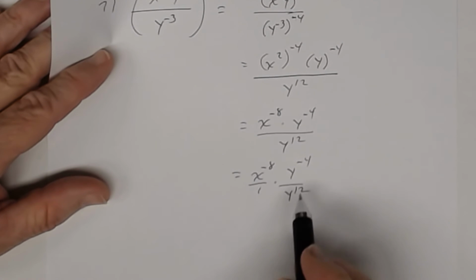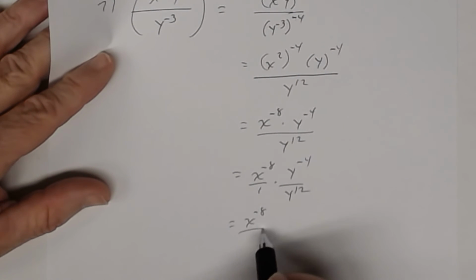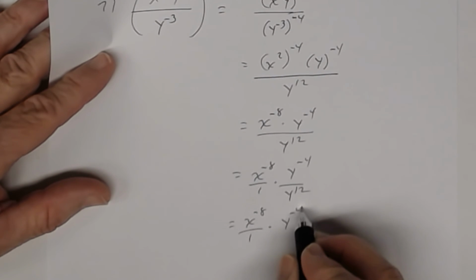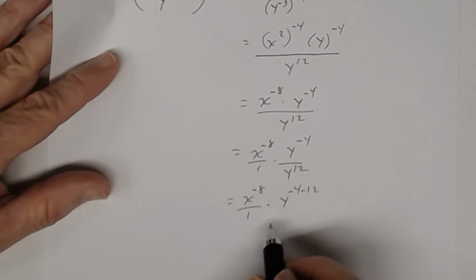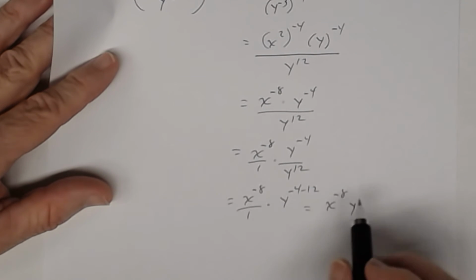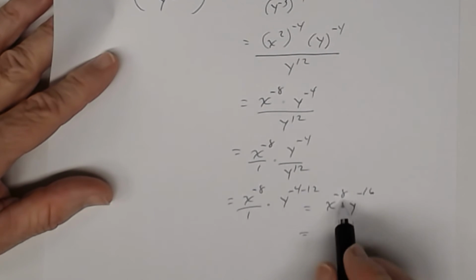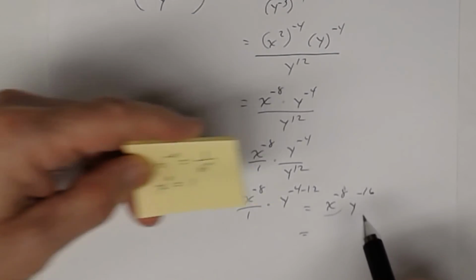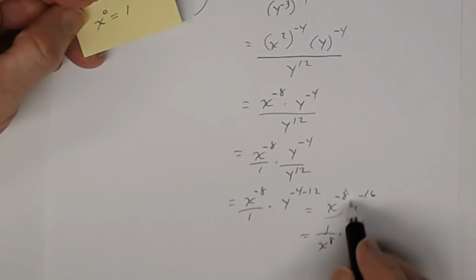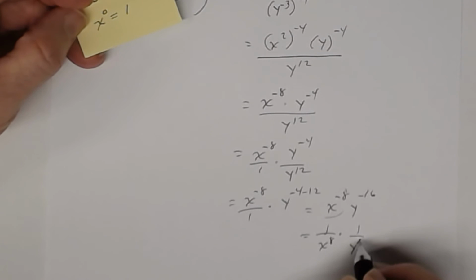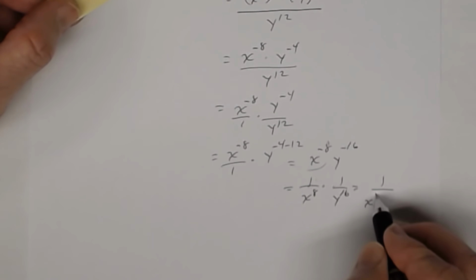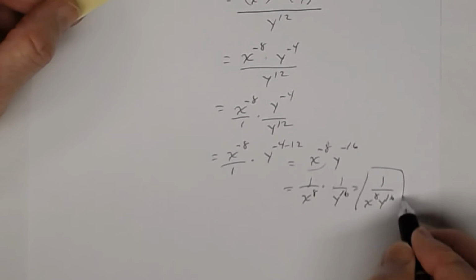And so this becomes x to the negative 8 divided by 1 times, divide like bases, subtract exponents, so that's times y to the negative 4 minus 12. Right? And so then this becomes x to the negative 8 times y to the negative 16. Then using the negative exponent rule, x to the negative 8 is 1 over x to the 8th, times y to the negative 16th is 1 over y to the 16th. Writing this as one fraction, 1 times 1 is 1, and then we get x to the 8th times y to the 16th. And so that's the answer there.